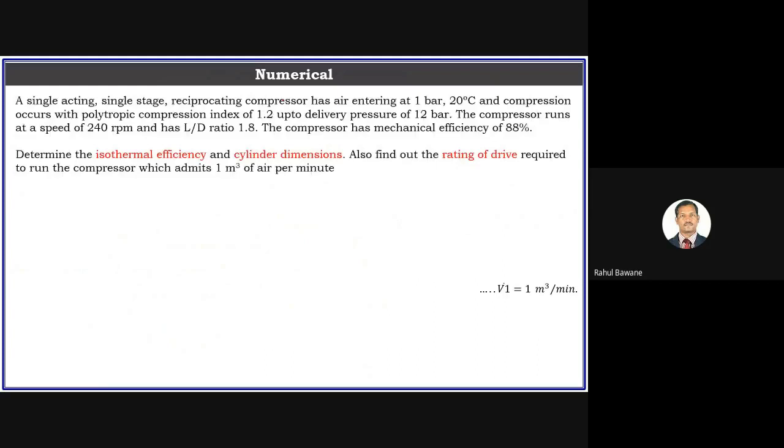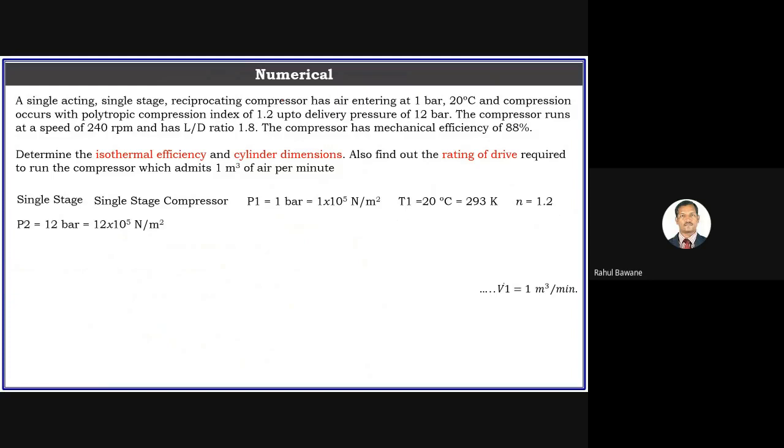Now the last numerical for today's video: a single acting, single stage reciprocating compressor has entering air at 1 bar. So P1 is 1 bar at 20 degrees centigrade, converted into Kelvin to 293 Kelvin. The compression occurs with a polytropic compression index. So n is directly given, a polytropic index of 1.2, up to a delivery pressure of 12 bar.